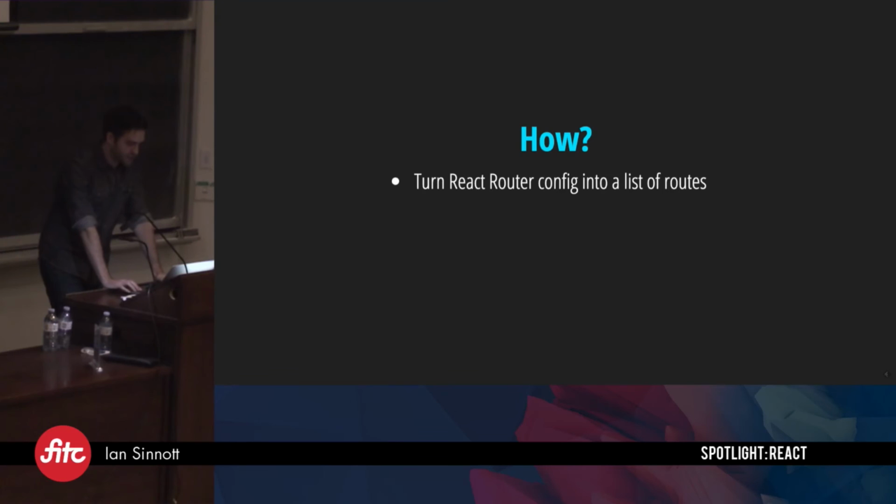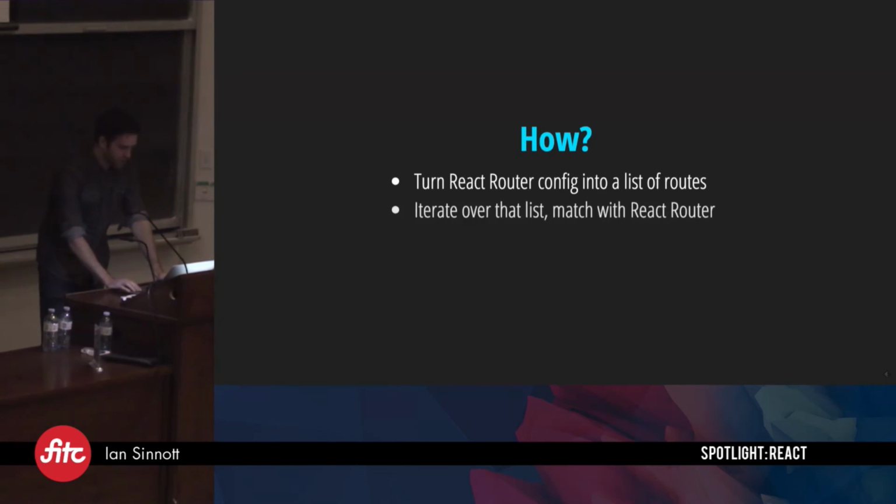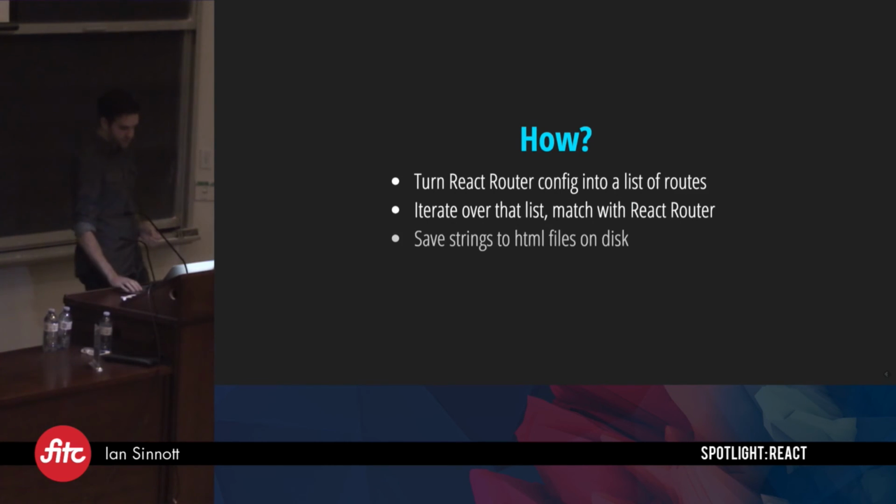So this is the super brief, non-explanatory overview of what we're doing. We want to take that React config and get a list of routes. We want to iterate that list and use React Router's match function to match every one of those strings. And then we save those. Once we match a string, we get the component. We can get the string value of that component by using React's render to string methods. And then we can save that string to an HTML file to disk, which is really cool.